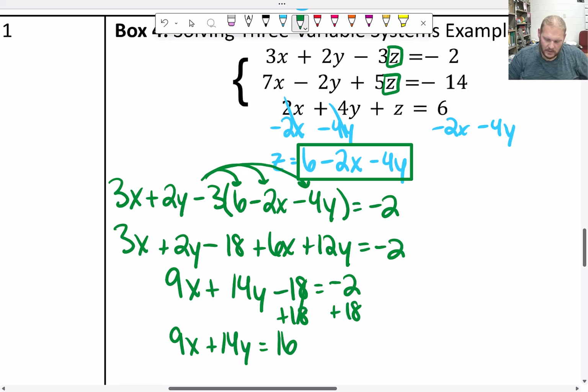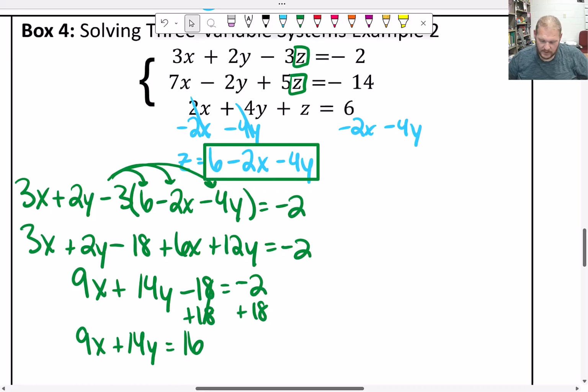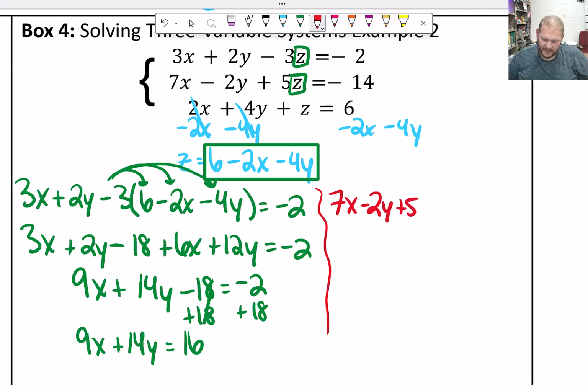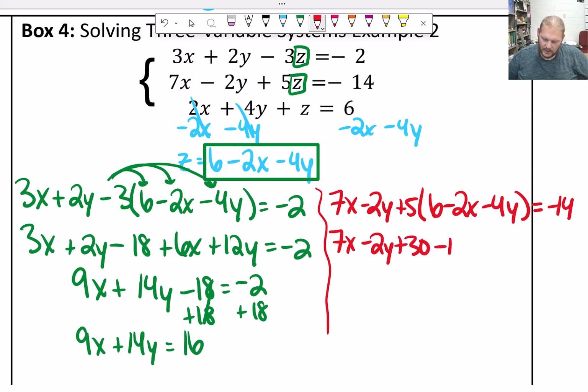I'm going to do the same thing, but in red for my middle equation. So over here for my middle one, I'm going to draw a little squiggle line just to keep it separated. 7x minus 2y plus 5 times 6 minus 2x minus 4y equals negative 14. Kind of ran out of space there. I'm a little bit off the page, but that's all right. So 7x minus 2y, and now distributing in, gives me 30 minus 10x minus 20y equals negative 14.